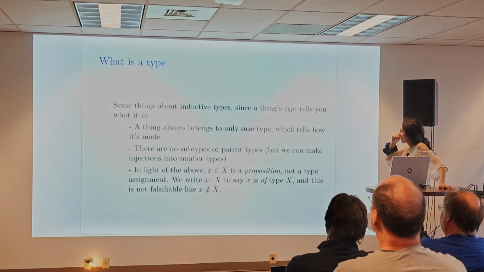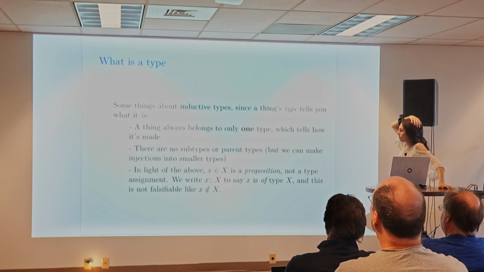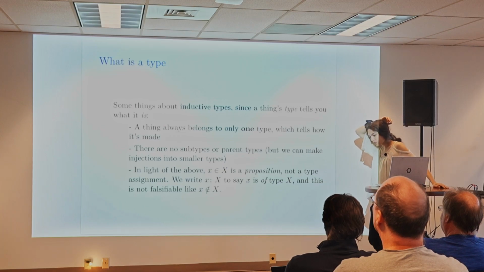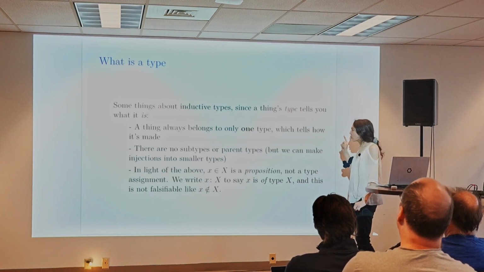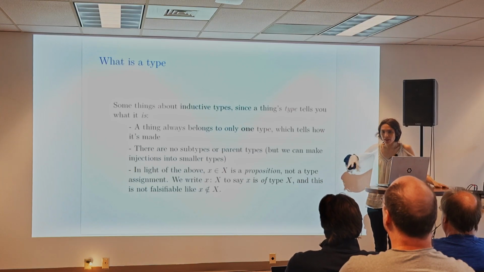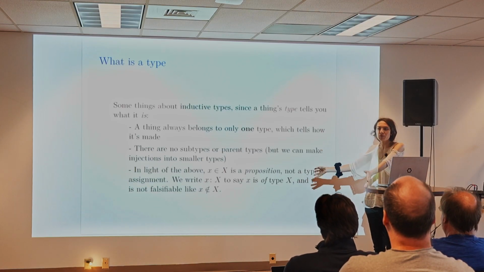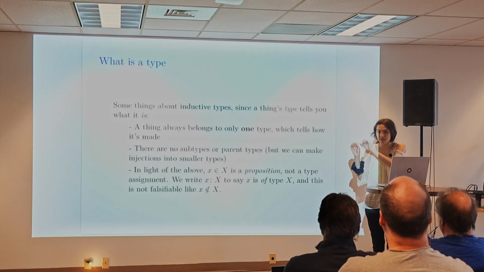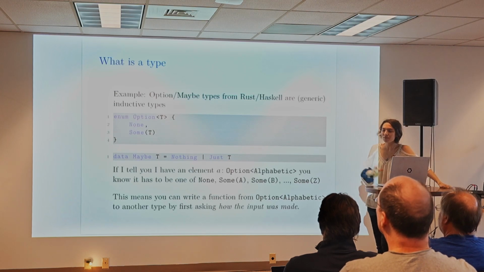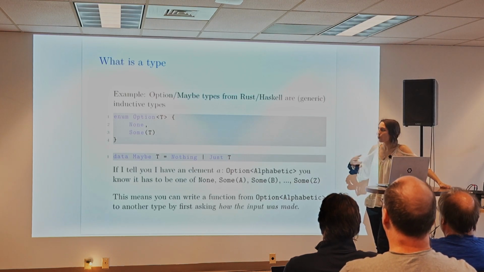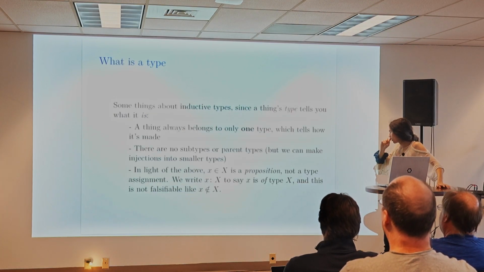Okay. Some things about inductive types. Okay. So some takeaways we need to get from this. This is where the sleep deprivation is coming in. A thing always belongs to one type, right? That's how this works. They're not like sets where a thing could belong to multiple different sets. A type is not a set, it is a thing that tells you how its contents are made, right? So just like the option type previously, if I have an option type, I know it was made only one of two ways, right? That's why, okay.